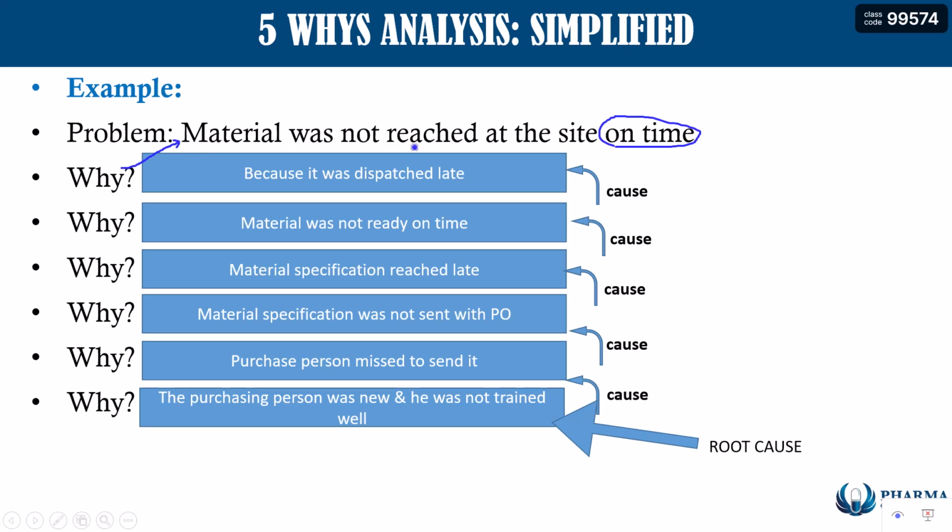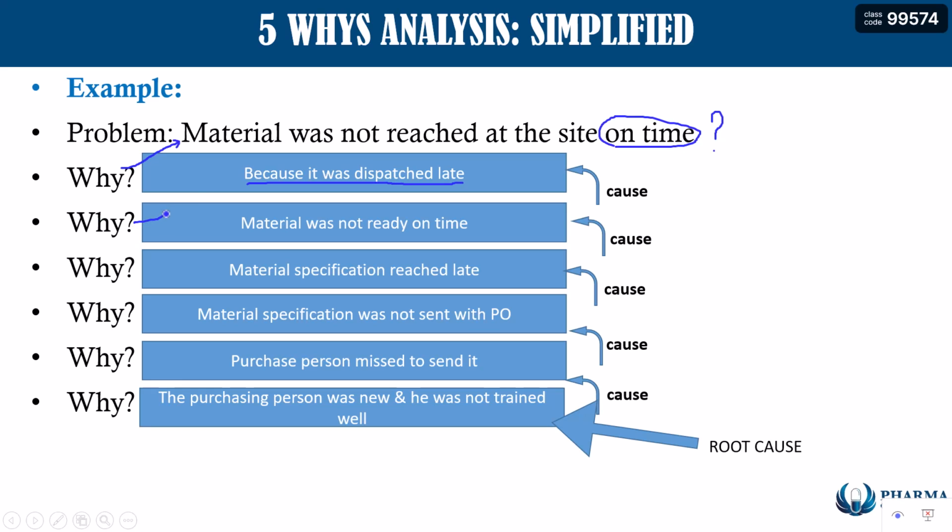So, why was the material not reached at the site on time? Now I will get the answer. The material was not reached at the site on time because it was dispatched late. I got the answer. So how do I prepare the second why now?